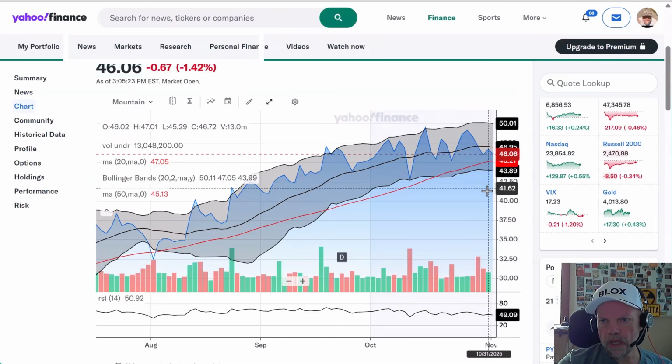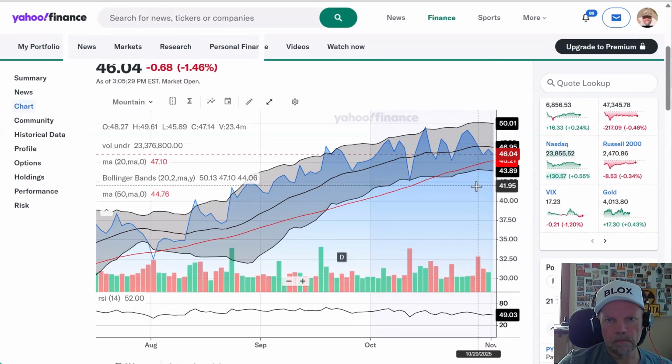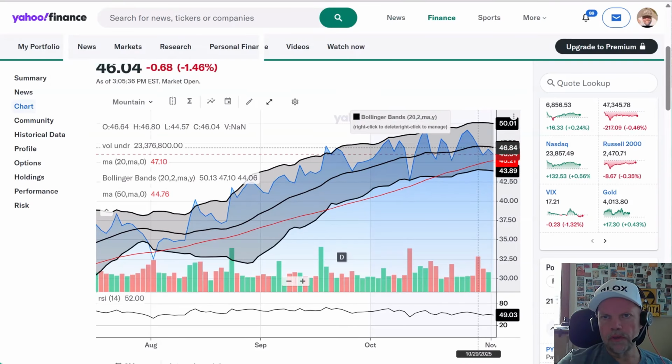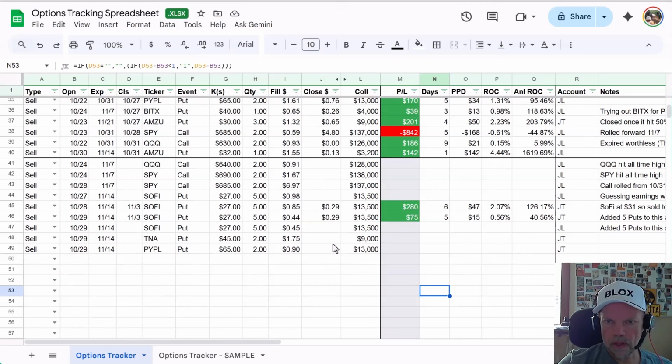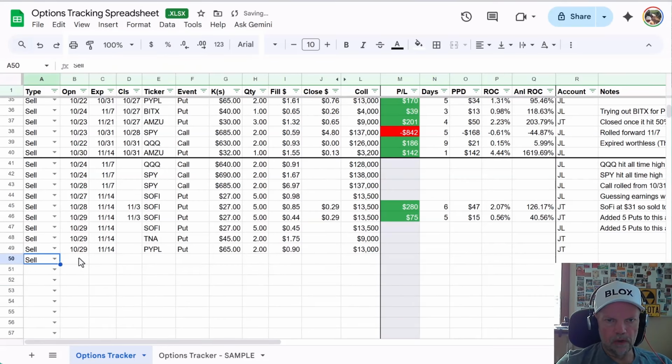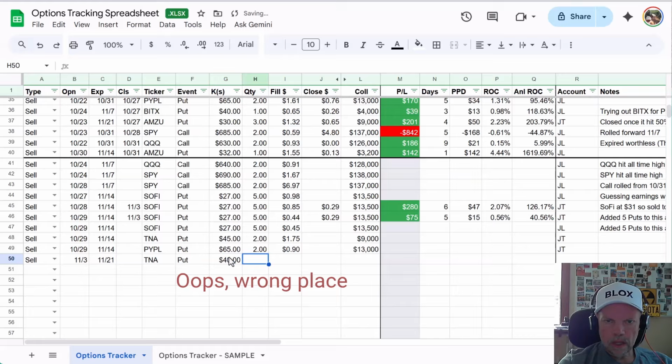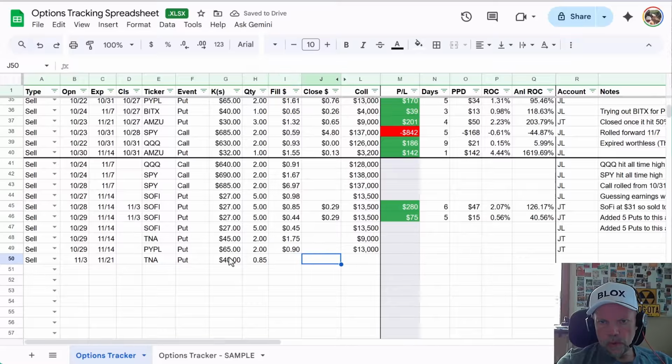And if it goes down to 40 and I have to buy them, I'll turn around and just do the opposite. Okay, the last thing I want to do is go to my option tracker, and I'll go ahead and put sell. Today is 11/3, and that was 11/21, and that was for TNA. We did a put. Strike price was 40, and we bought that contract at 0.85, and we don't know the rest until later.